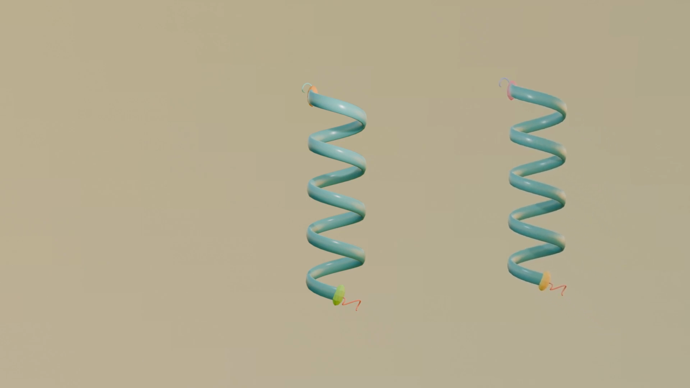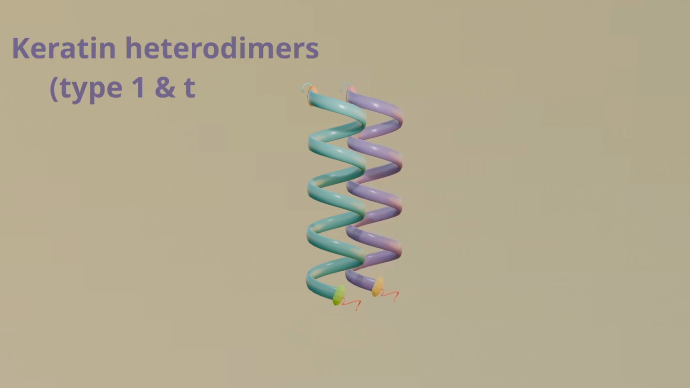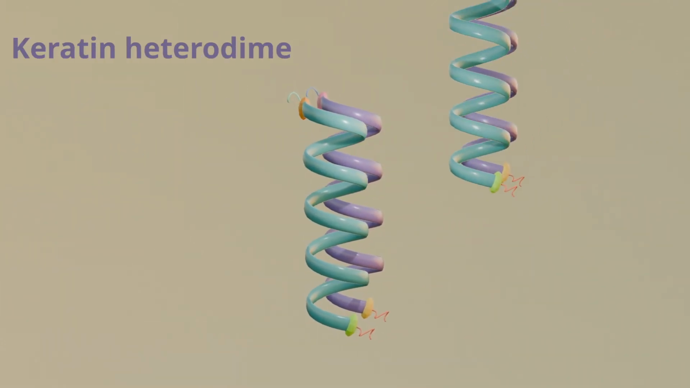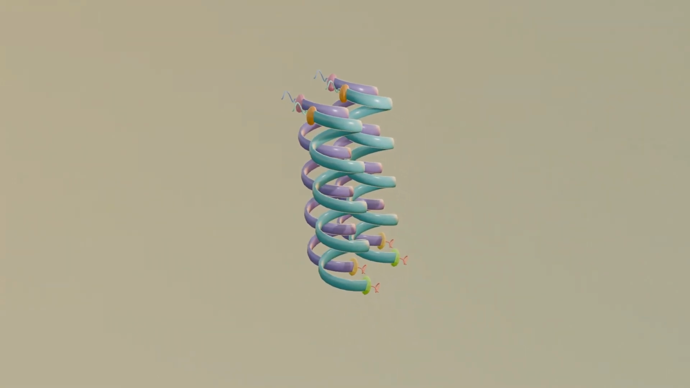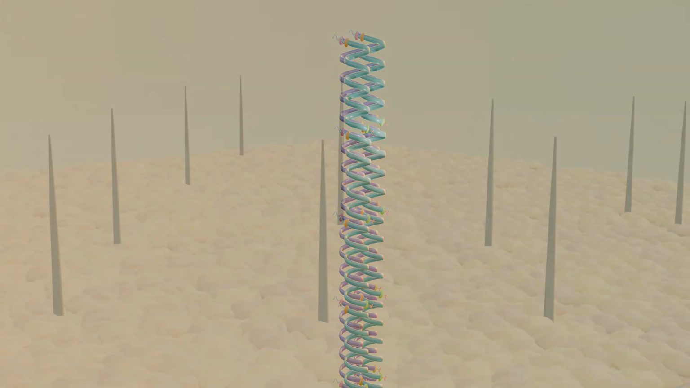Most of the intermediate filaments are made up of homodimers, meaning that the dimers are made up of the same alpha helical rods. But keratin filaments, also known as type 1 and type 2 intermediate filaments, are made up of heterodimers that then, just like every intermediate filament, form tetramers and then protofilaments.